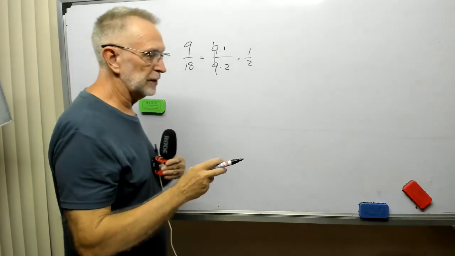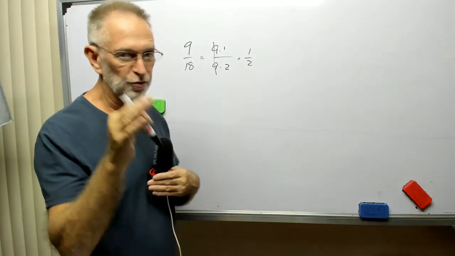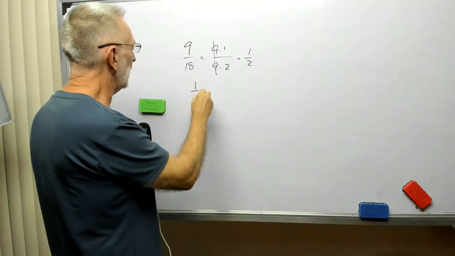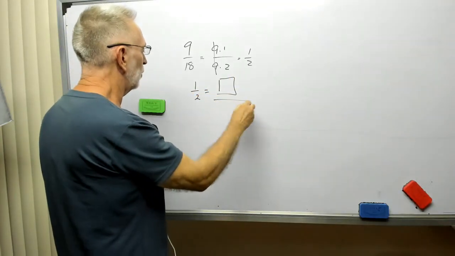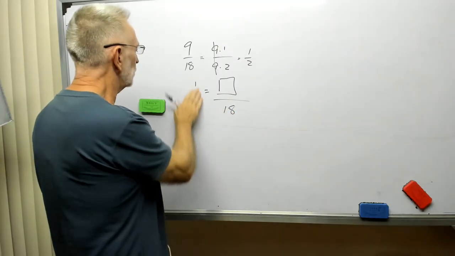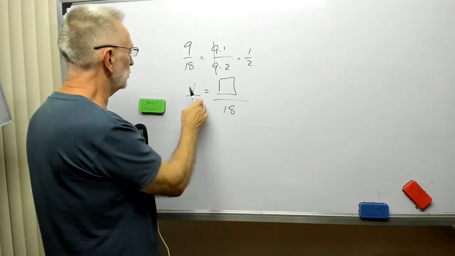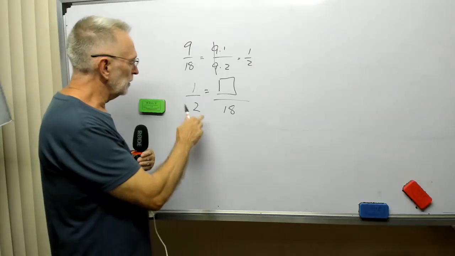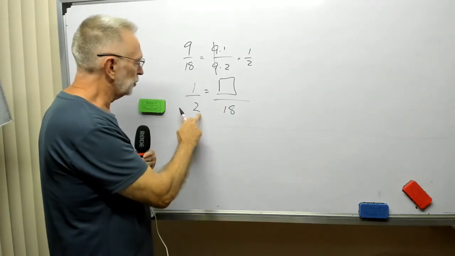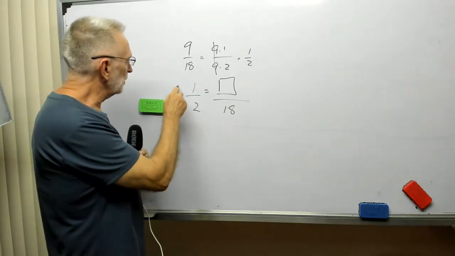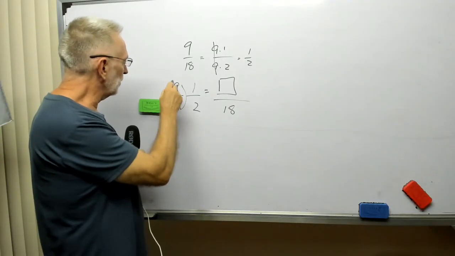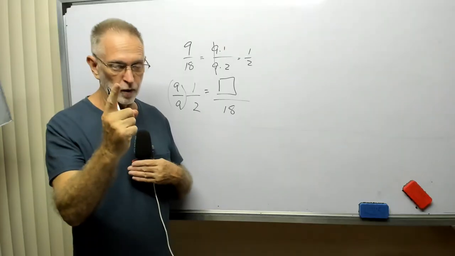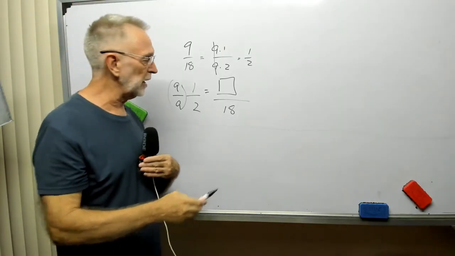Okay, in this section that you're working in right now, and you students know who I'm talking to, they're asking you, how do I get from 1/2 to something over 18? 1/2 is equivalent to something in the box over 18. Well, I know 18 divided by 2 is 9. So I can multiply this side by 1, but I'm letting my 1 be 9/9. 9 divided by 9 is 1. If you say 0, I'm coming to your house.